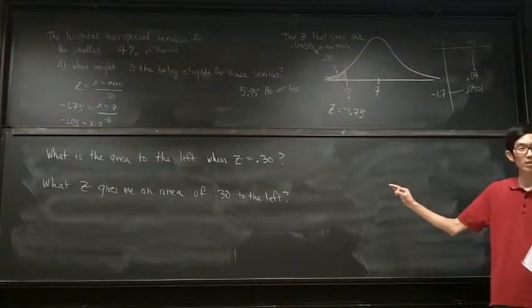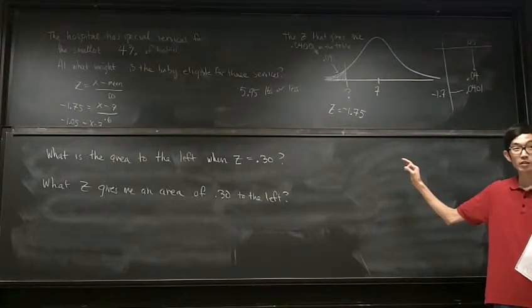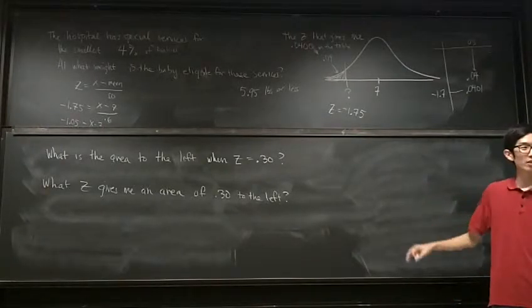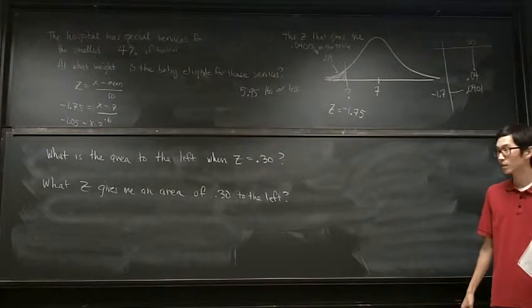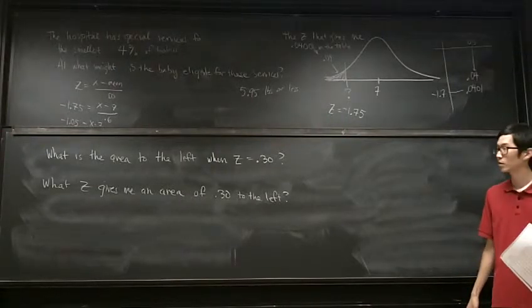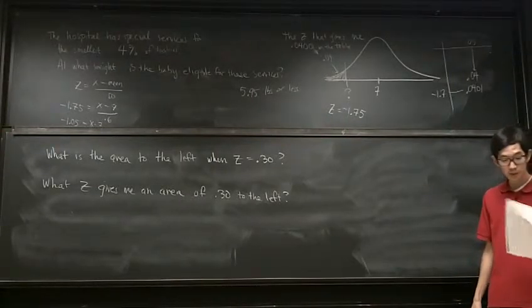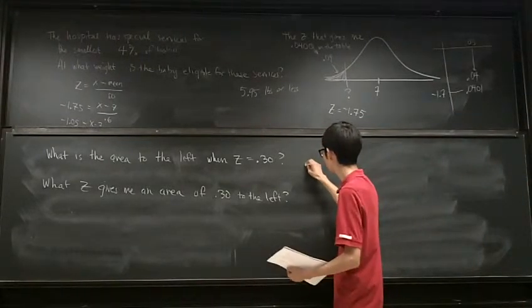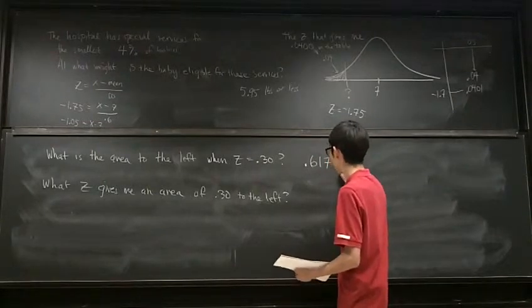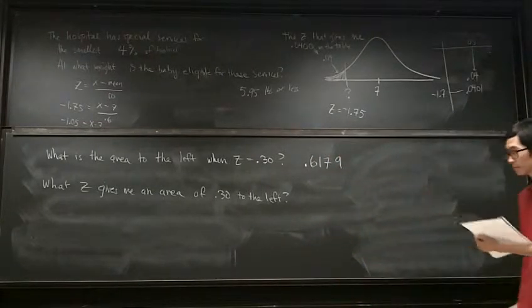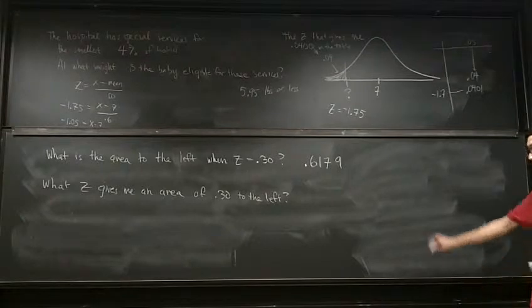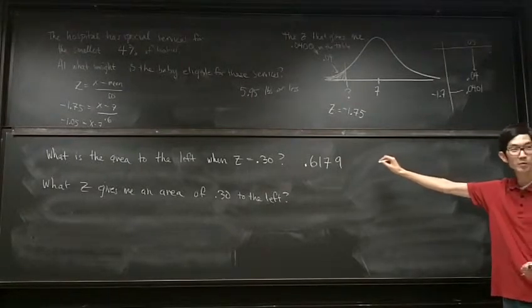Okay, do we have our answers? Who doesn't have their answers yet? Are you struggling with the first or the second? Second. Okay, what is the area to the left when z equals 0.30? The answer is 0.6179. That's good. This is the answer, that's what I got.